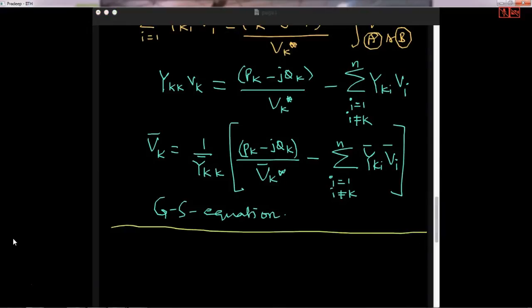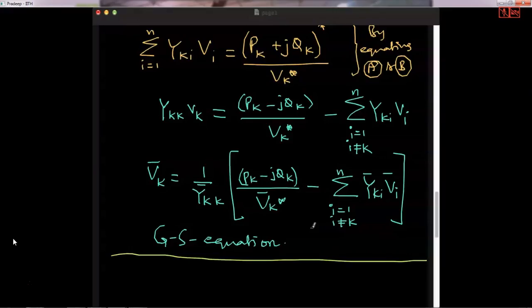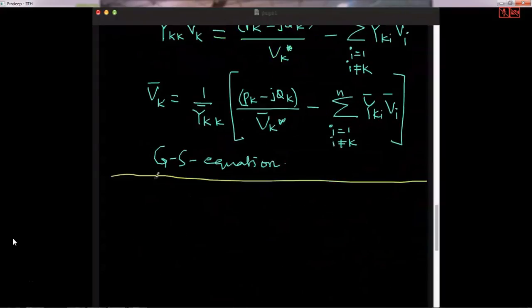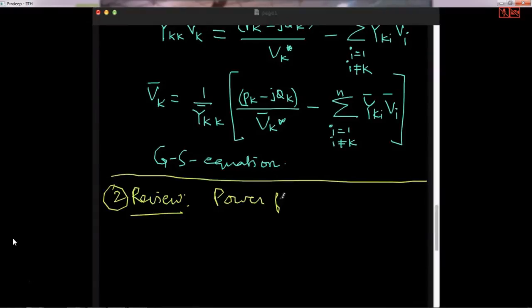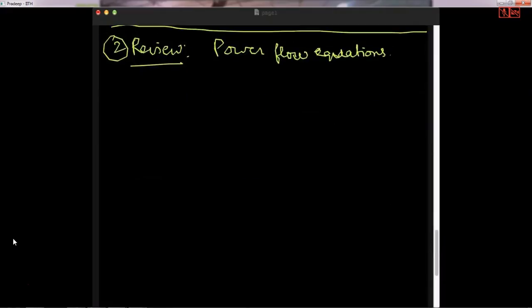Okay, so what was the other thing? The other thing that we derived last time was the power flow equations. It also starts with the same. So let's do that, again a review. Power flow equations. It starts exactly in the same way. So what you have is I bus equal to Y bus into V bus.